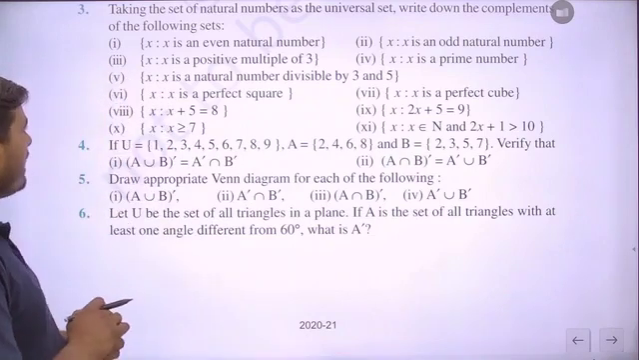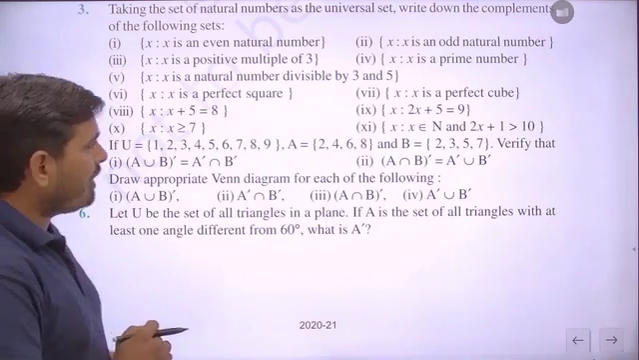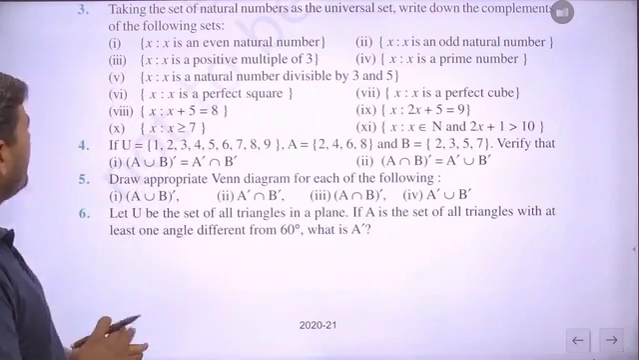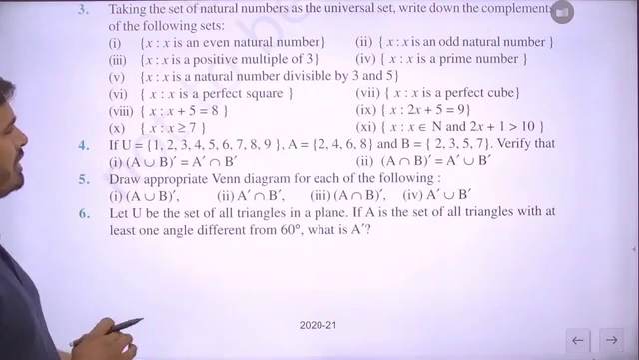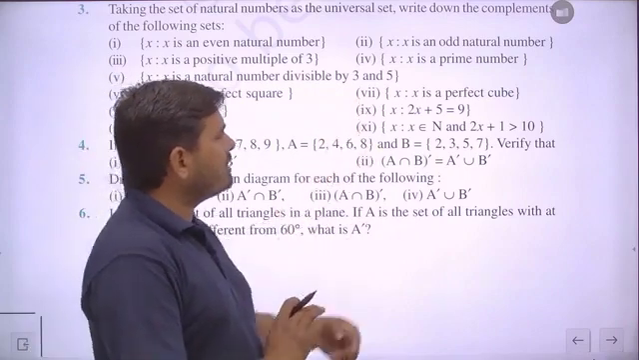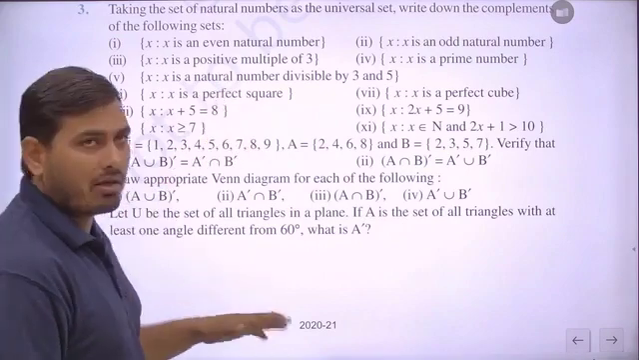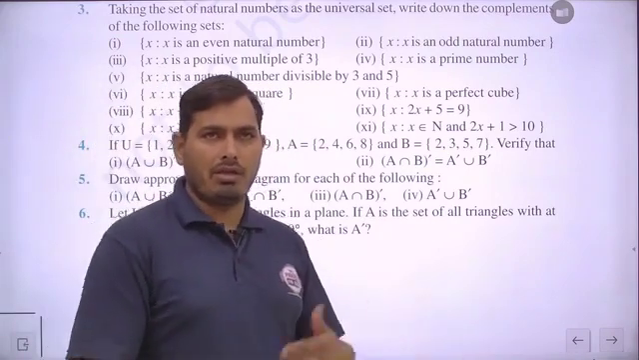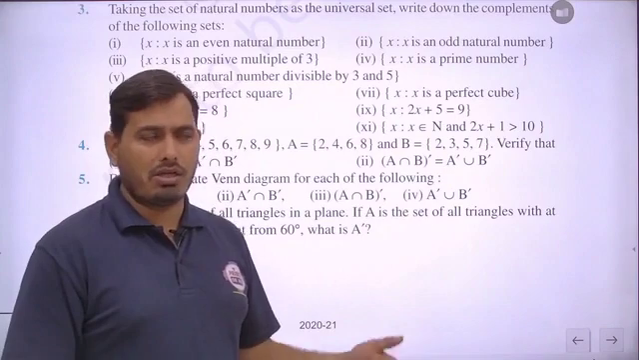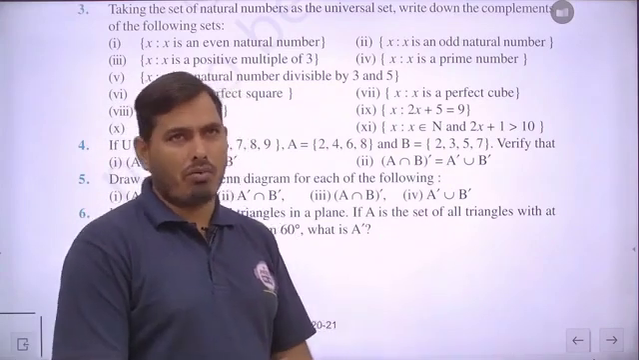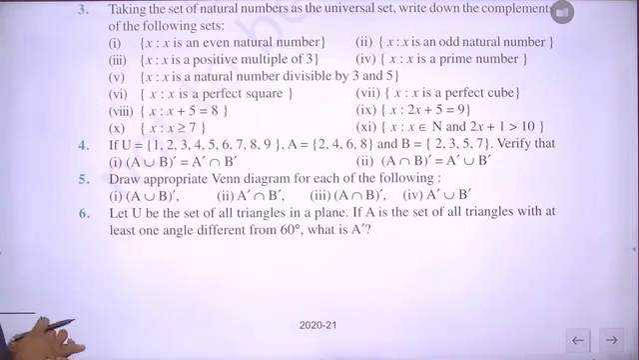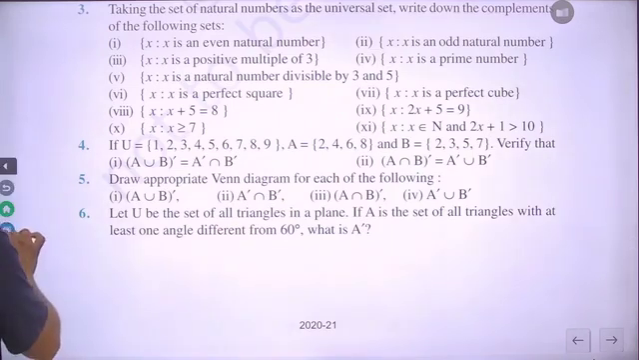The very first part, x is an even natural number. Second part, x is an odd natural number. Third part, x is a positive multiple of 3. And the fourth part is x is a prime number. So first of all we are taking only the first, second, third and fourth parts. Then we will take the next parts, and continuing in this way we can calculate the complement of each of the given sets. So even natural number, odd natural number, positive multiple of 3 and prime number. So you can take the next question.